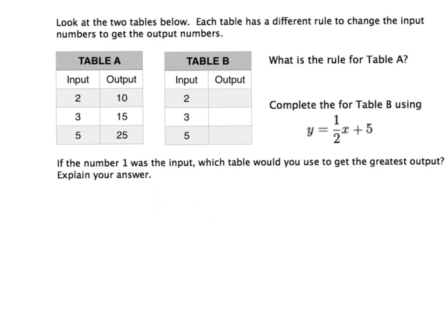For table A, when you look at the first input, 2, ask yourself, how do you turn it into the number 10? Okay, we multiply 2 times 5. If we try this for the other inputs, 3 times 5 turns it into 15, and 5 times 5 equals 25. So the rule, to get the output, we take the input number, x, and multiply it by 5.